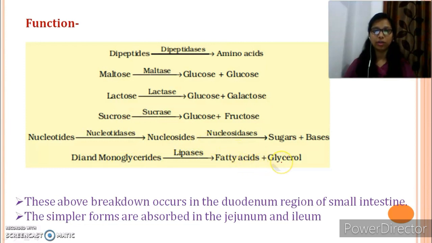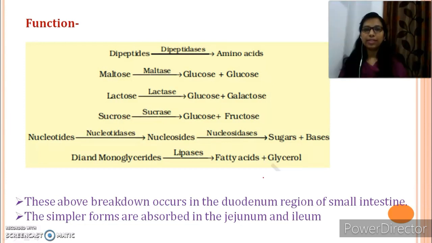Okay, so these amino acids are the simplest form of proteins. This glucose, galactose and fructose, these are the simplest form of carbohydrates. The sugars and bases, they are the simplest form of nucleic acid. Fatty acid and glycerol are the simplest form of fats. Okay, means the enzymes which are present in succus entericus, they convert the semi-digested food into the simpler forms, after which they get absorbed into the body.